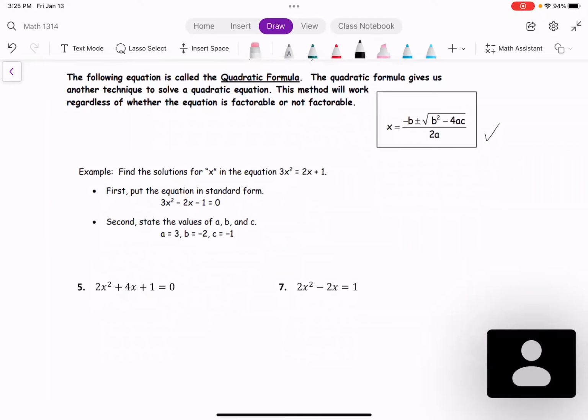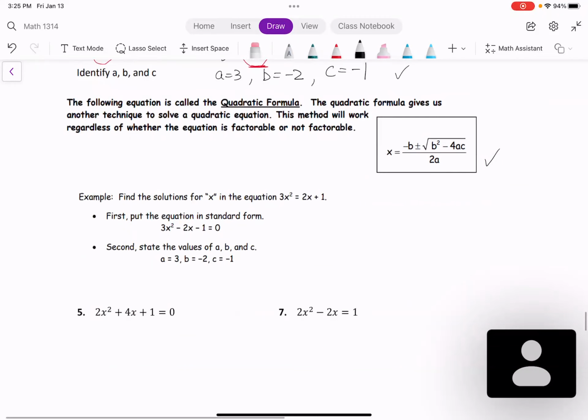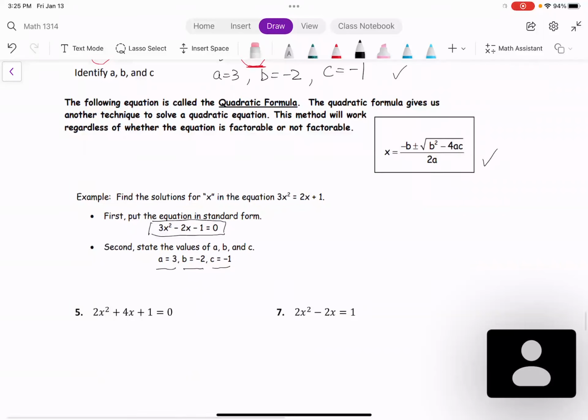So let's use the formula to find the x. For example, if I have the quadratic equation 3x squared minus 2x minus 1 equals 0, the a is 3, b is negative 2, c is negative 1. Let's plug in all the ABC's values in the quadratic formula.